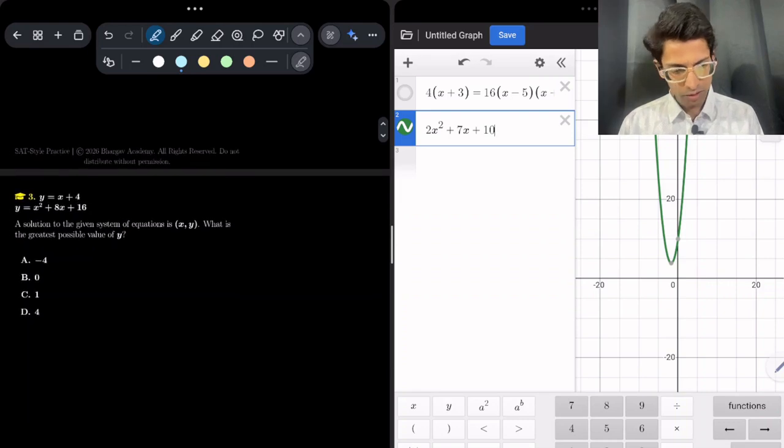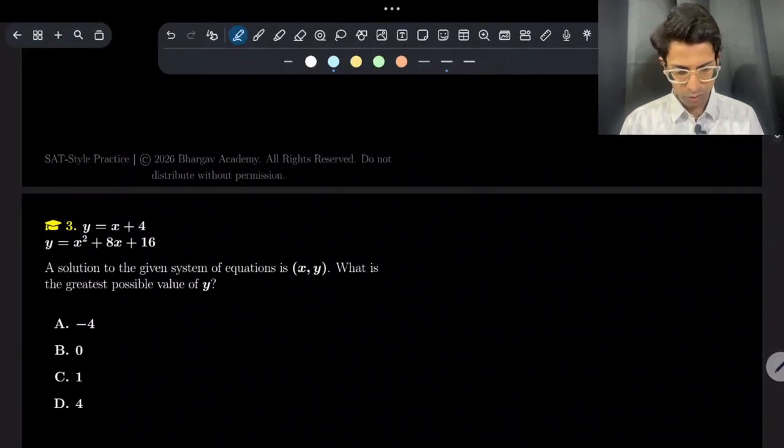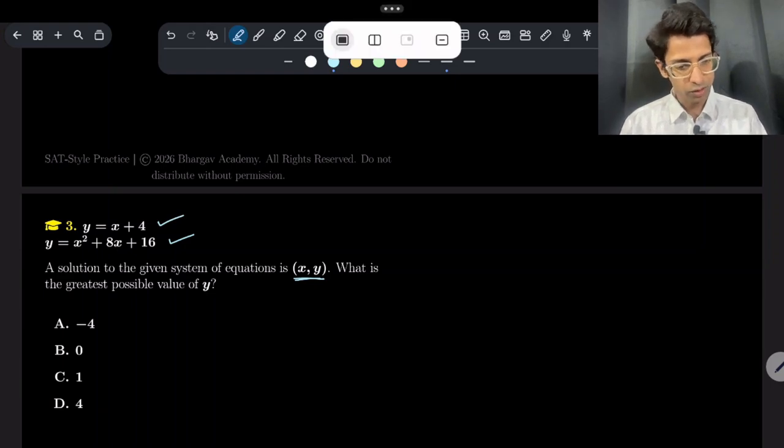So here we have a question. Let me show it to you nicely. We have one equation which is saying y equal to x plus 4. Another equation is y equal to x square plus 8x plus 16. The solution to the given system of equations is x comma y. What is the greatest possible value of y? Again, go for Desmos for this question.